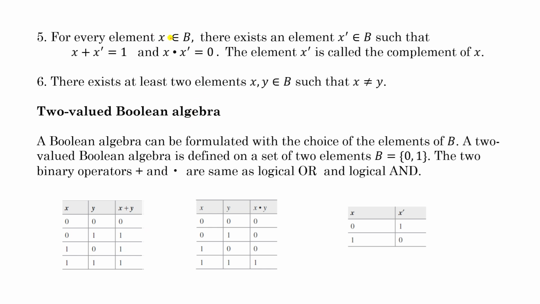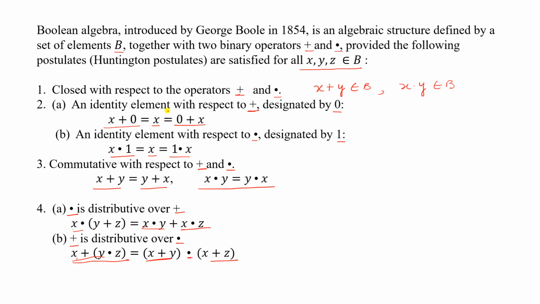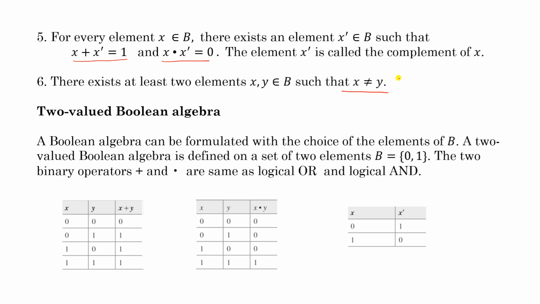For every element x belongs to B, there exists an element x dash belongs to B, such that x plus x dash equals 1 and x dot x dash equals 0. The element x dash is called the complement of x. And the sixth property is there exist at least two elements x, y belongs to B, such that x is not equal to y. So if all these postulates from 1 to 6 are satisfied for a given set B with two operations, plus and dot, or multiplication you can say, then you will say it is a Boolean algebra.